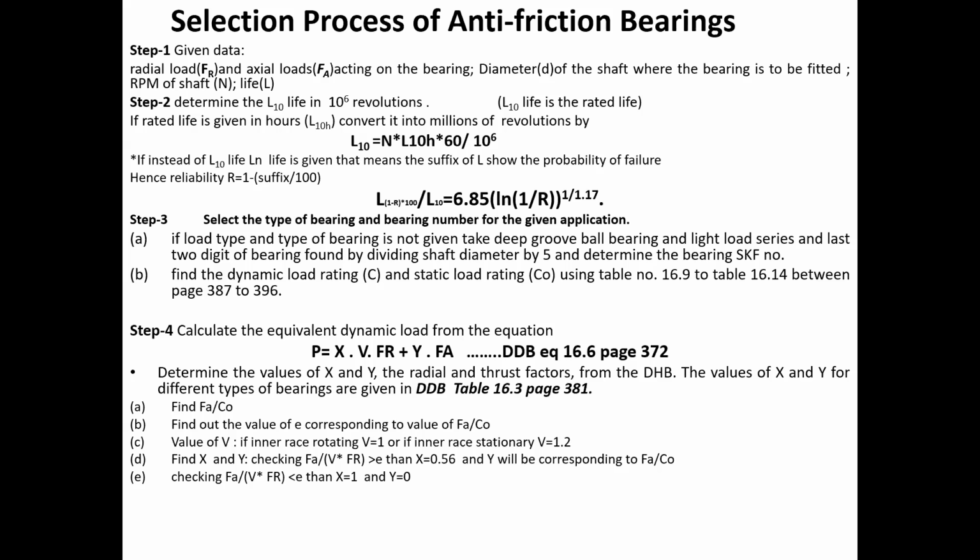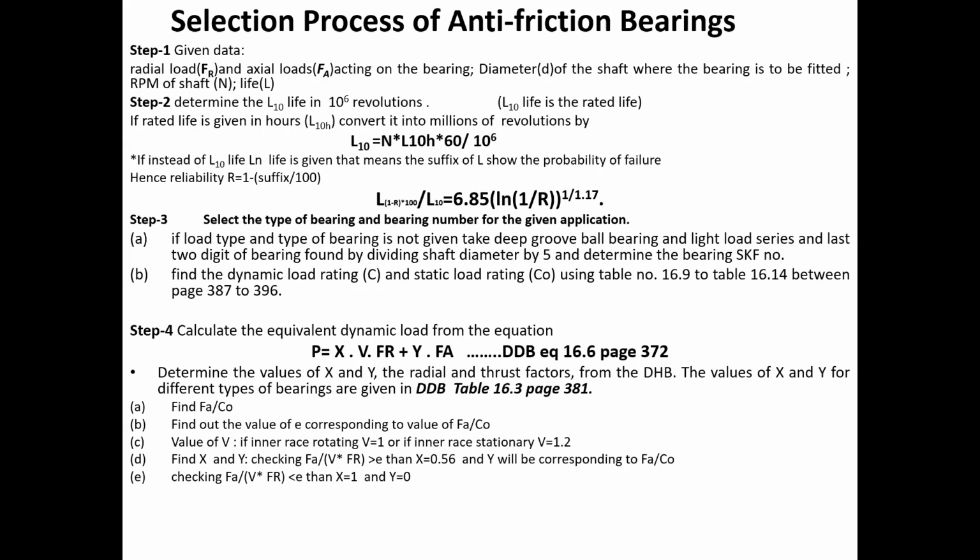If the diameter of the shaft is given, then we divide this diameter of the shaft by 5, and whatever number we get will be associated with the last two digits. Suppose the shaft diameter is given as 45 mm. So we will divide this 45 mm by 5. We will have 9. We will write this 9 as 09 because we have to find the last two digits. So the bearing number will be 6209.